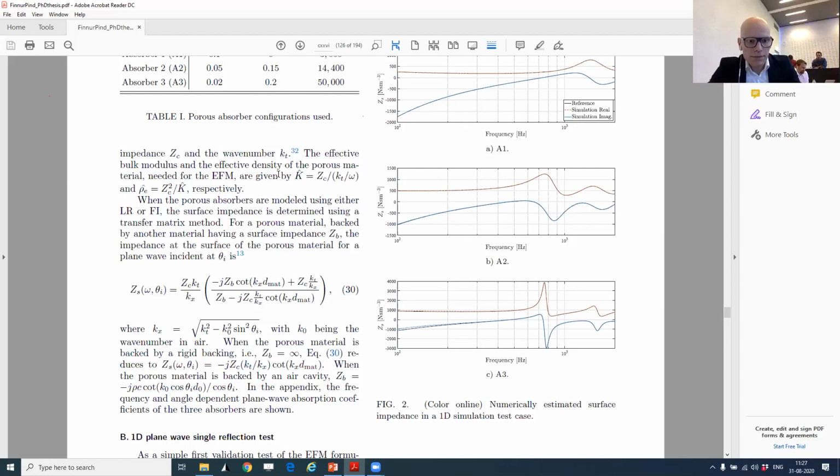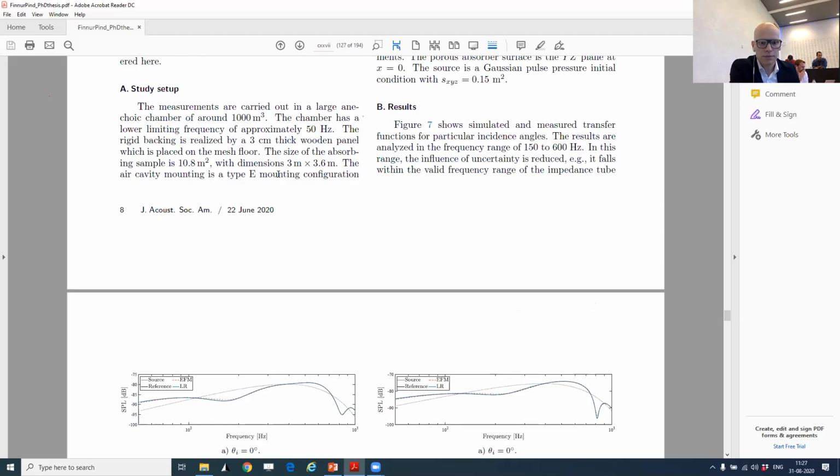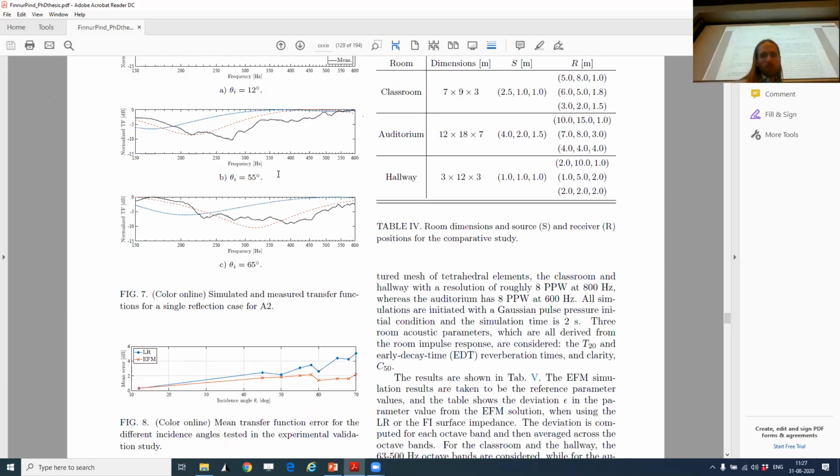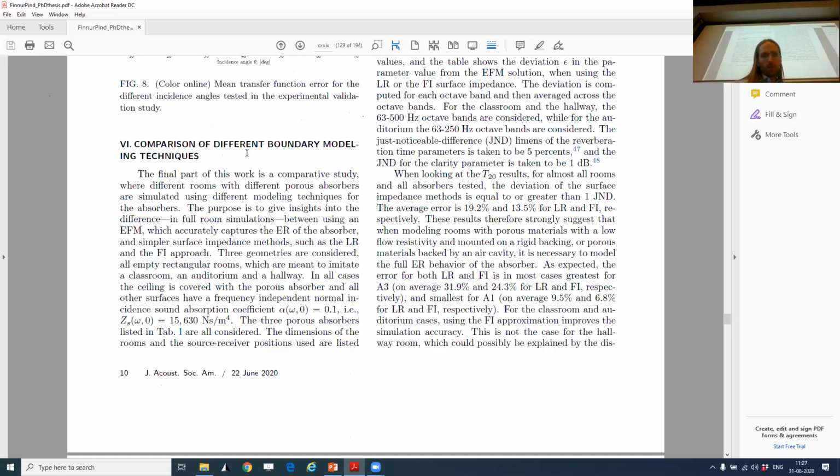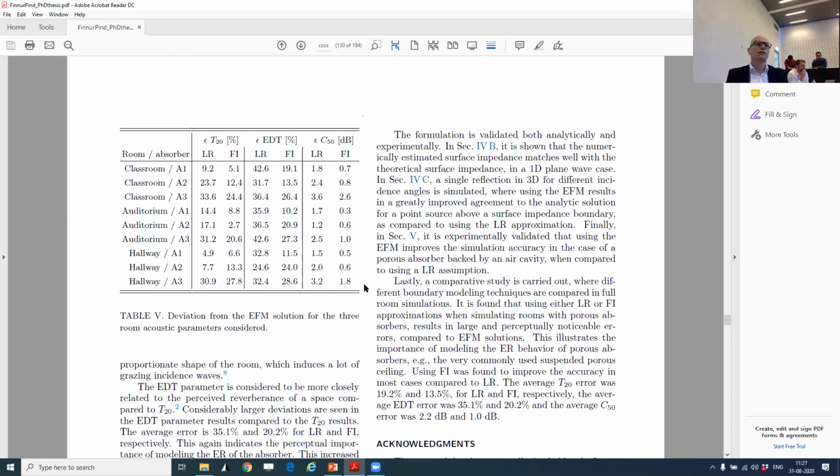Let's see. Yes, in section 6 of this paper, you have 3 geometries. They are still quite simple, huh? Absolutely. So this means that, if you compare the results, then there's basically no scattering. Yeah, absolutely. And do you have a thought on how this would influence the results?